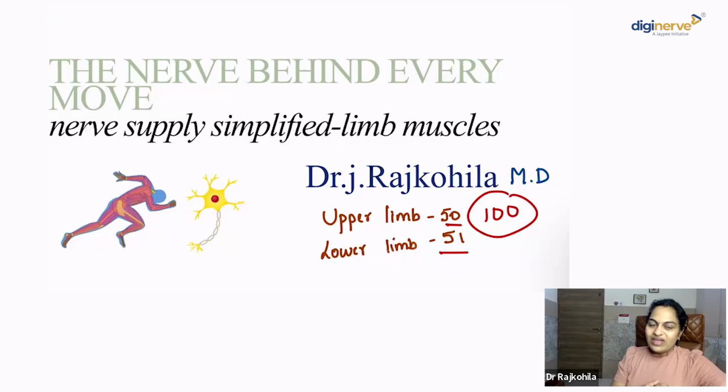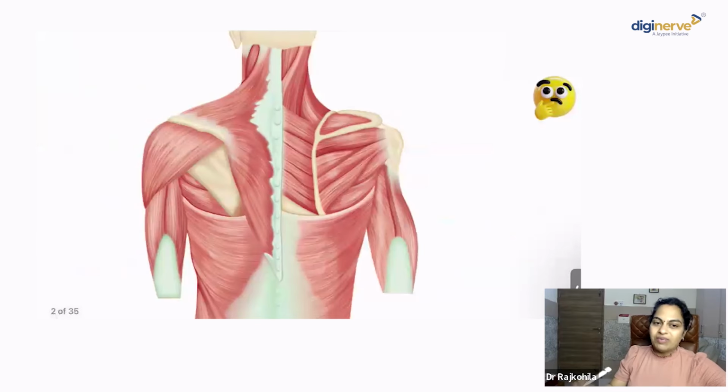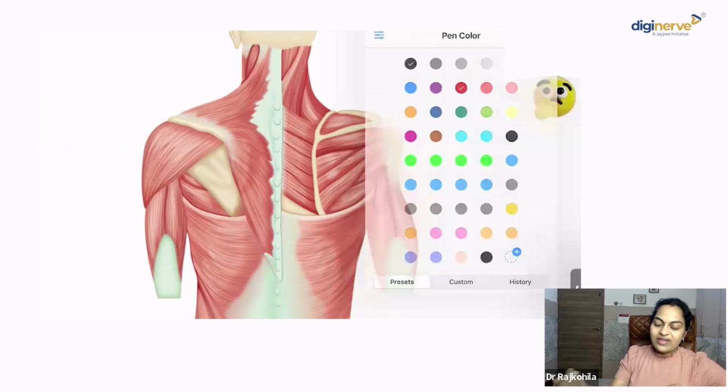Every slide that you're going to see in this session, you're going to see an image. You're going to identify the muscle on that image, and then we're going to talk about its nerve supply and some clinical anatomy. So to start with, upper limb. This is a very frequently given image in your previous year question papers, showing the muscles in the back region, right? So can you identify the muscles here?